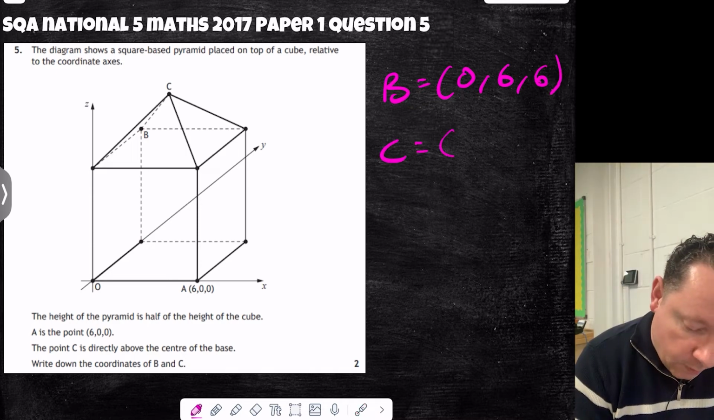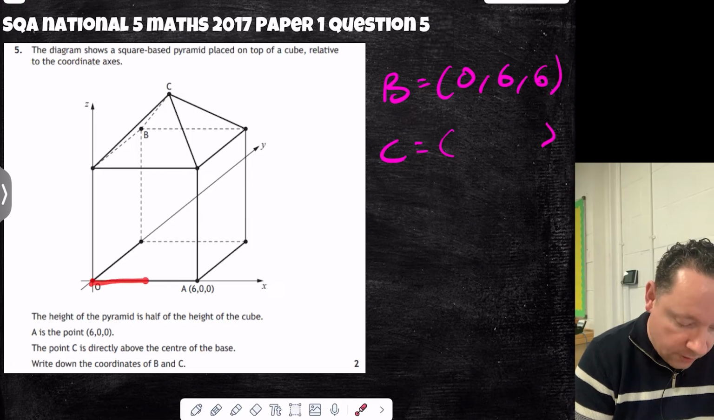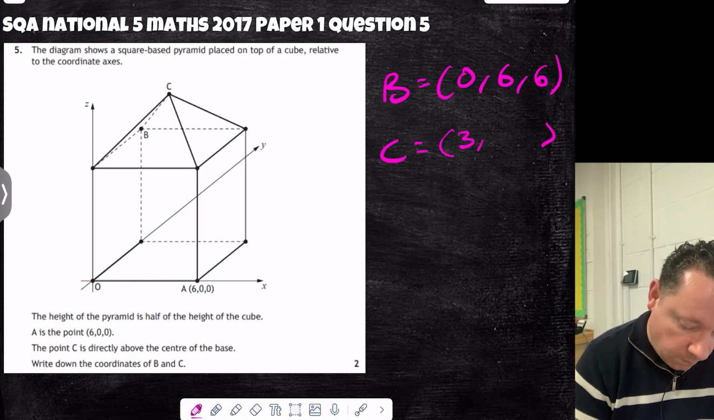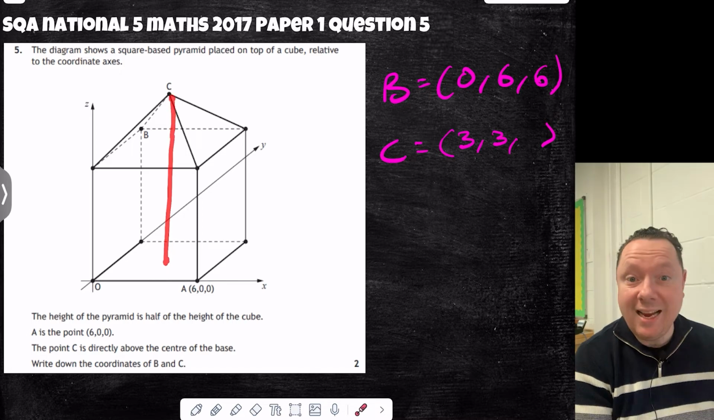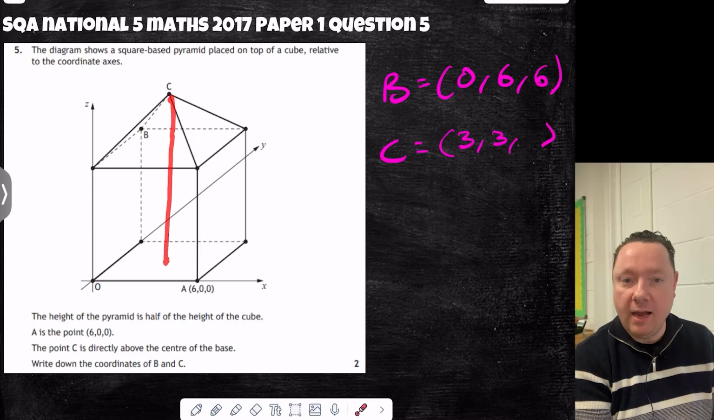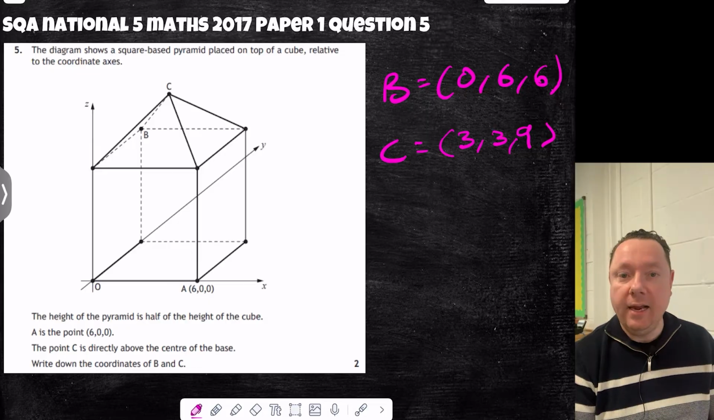Let's do C, which is a little bit more tricky. So C is kind of in the middle, remember. So if you imagine dropping down there, I need to go along to the middle of this line first, so that I'm in the middle. So that gives me 3 because it's 6 along. Once I'm in that middle, I need to go into the middle again to get to the middle of the square. So I need to go in 3. And then once I'm in that middle of the square, I need to go all the way up the cube and then all the way up the pyramid. So we know the cube is 6 and the height of the pyramid, it says, is half the height of the cube. So that's another 3. That makes 9. So I just write down 9. 3, 3, 9. And we're done there.